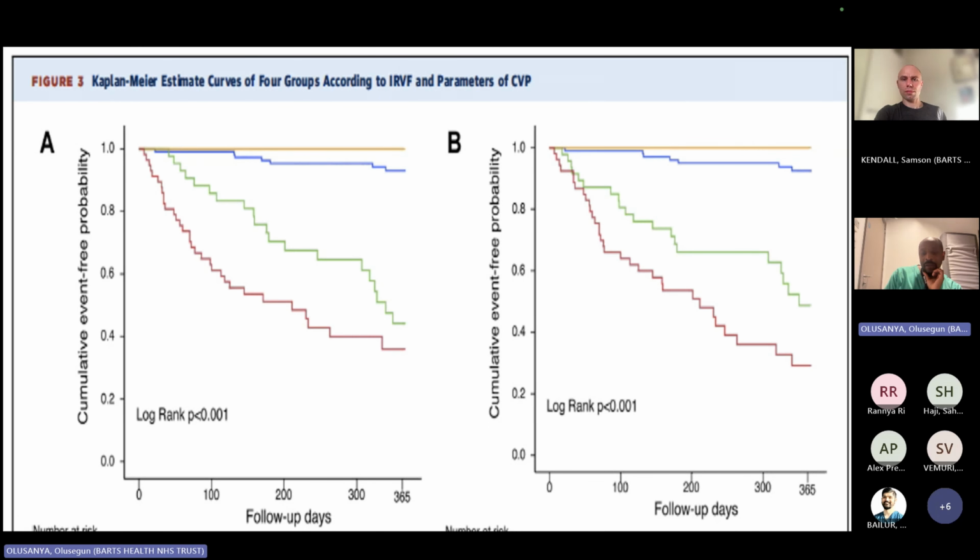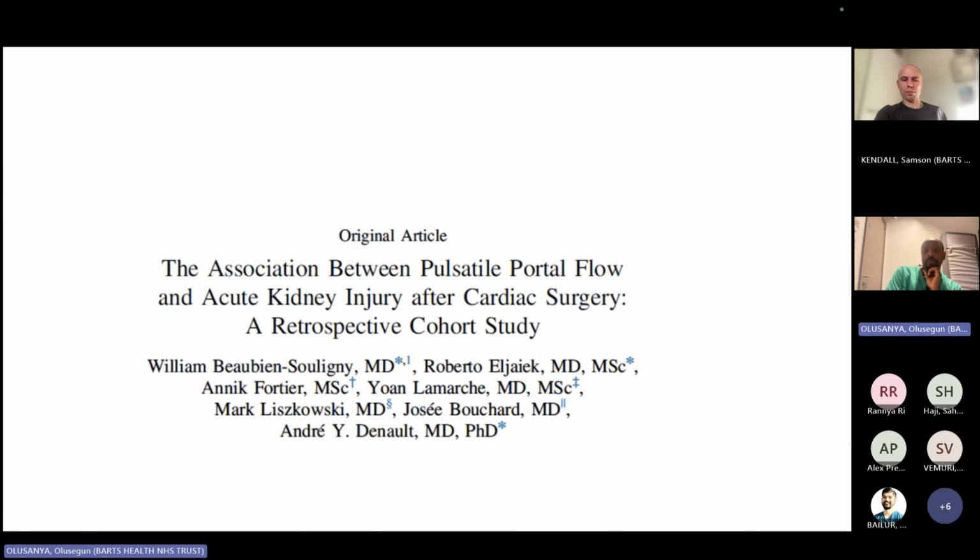Interestingly enough, at the same time there was this group in Montreal, at the Montreal Heart Institute, led by André Denault, with his PhD student William Beaubien-Souligny, who's a renal physician. They were doing some really cool and interesting work looking at post-cardiac surgery patients, and resurrecting all this work from the 90s on portal venous pulsatility. What they reckoned was that there was a population of cardiac patients who come out and their right ventricles get a bit funny and don't do so well.